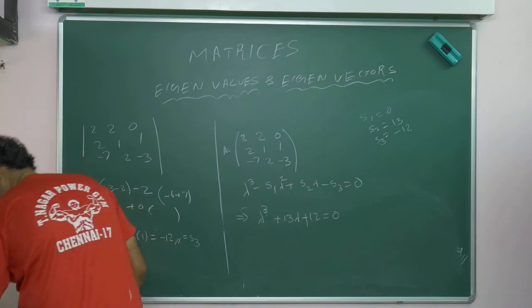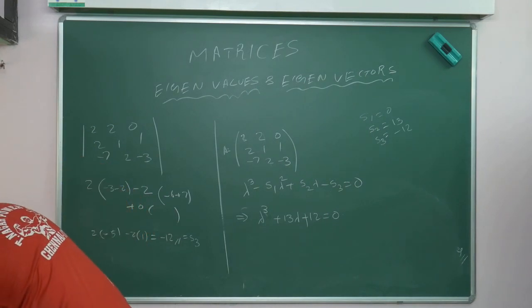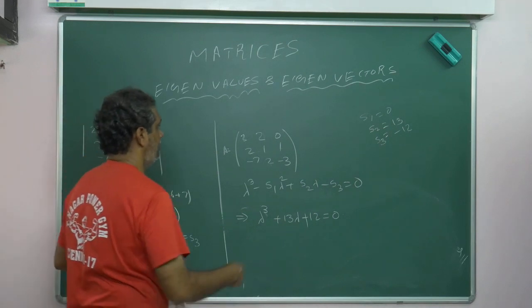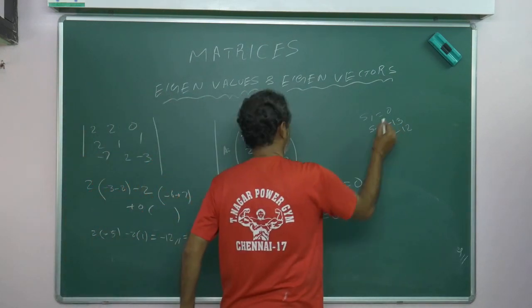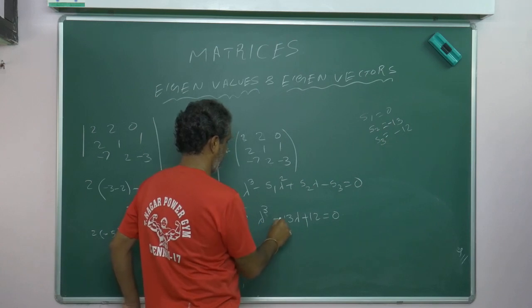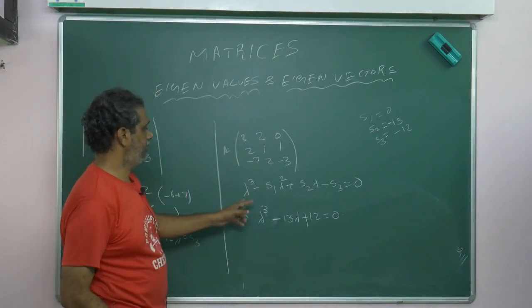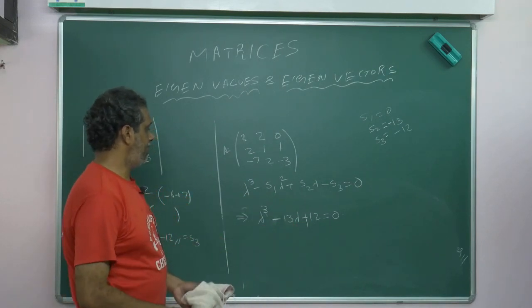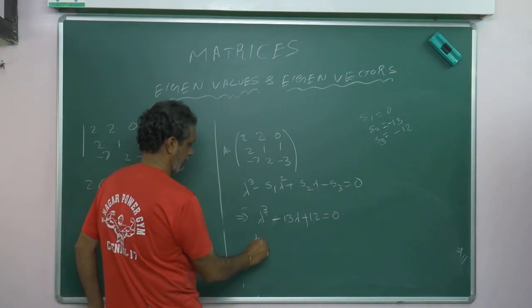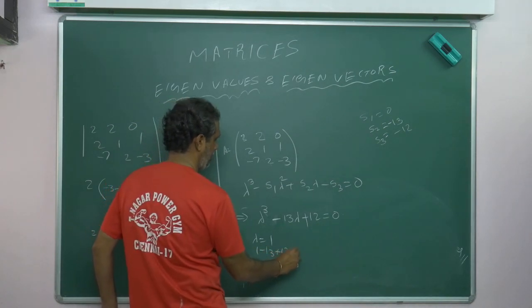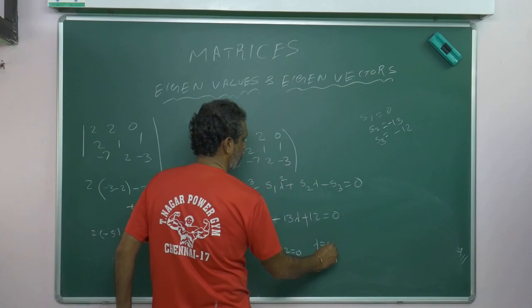S2 value you can check. What is the S2 value? That's why I can write. Now you see. Put lambda is equal to 1 means what? 1 minus 13 plus 12 is equal to 0. So lambda is equal to 1 is a root.